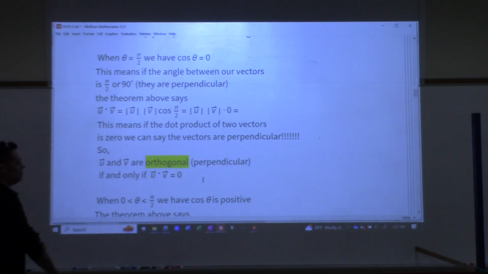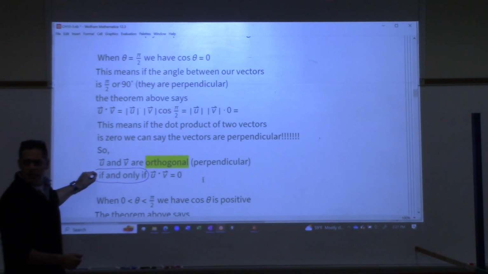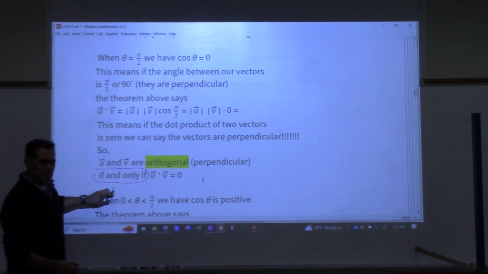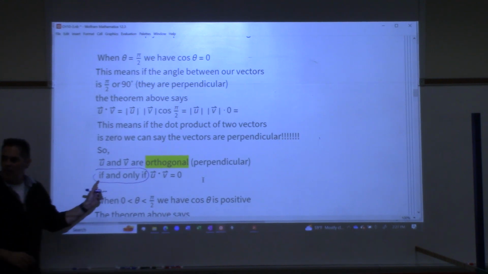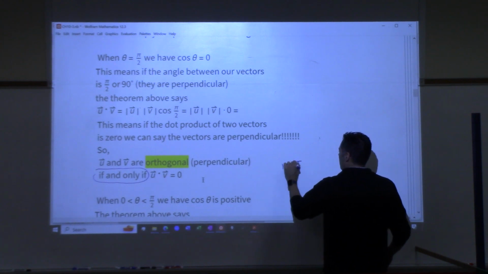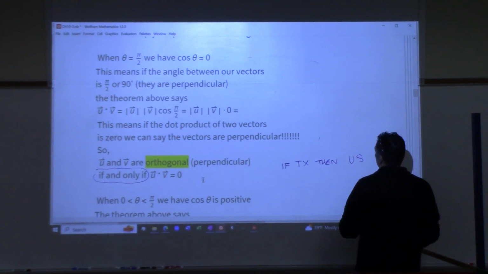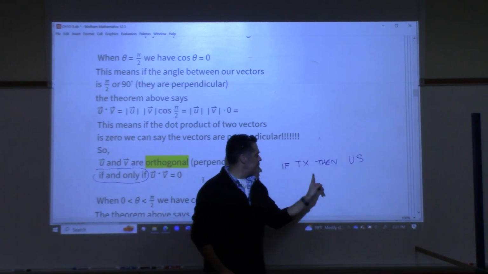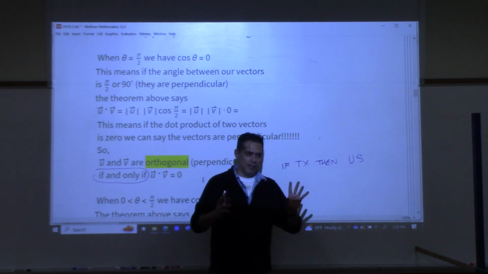Since I do have some math majors in here, have y'all talked at all about what "if and only if" means? Touched on it. So this is actually a very strong statement. It's like this, my classic example: if I'm standing in Texas, then I'm standing in the United States. Do you agree?